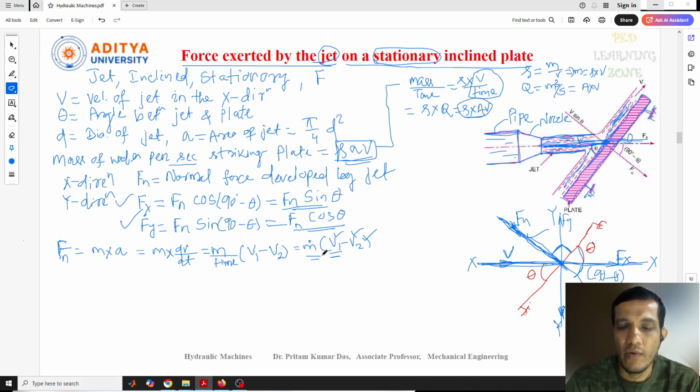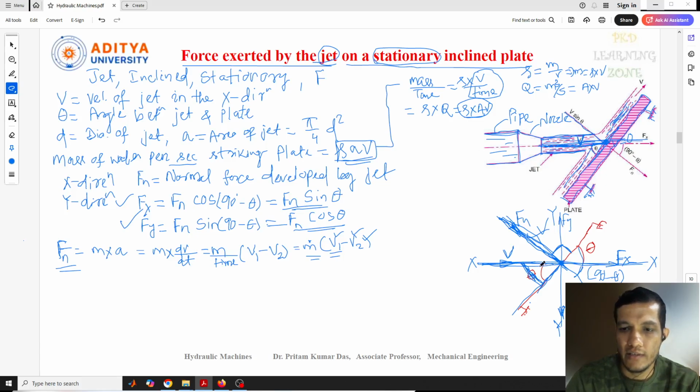But what about the v1? So v1 we cannot consider as this v, because we are calculating the normal force. So for normal force also we need to calculate what is the velocity value in this direction. So to calculate this velocity value v, we need to do one more thing. Now suppose this is the plate we have taken. Okay, let us draw a perpendicular from this inclined line to this jet direction.